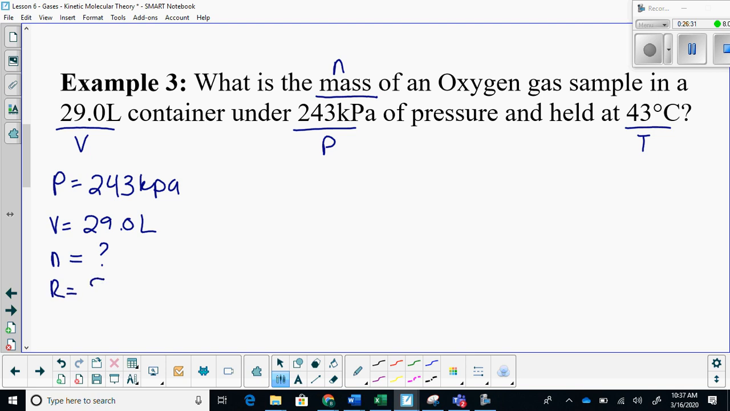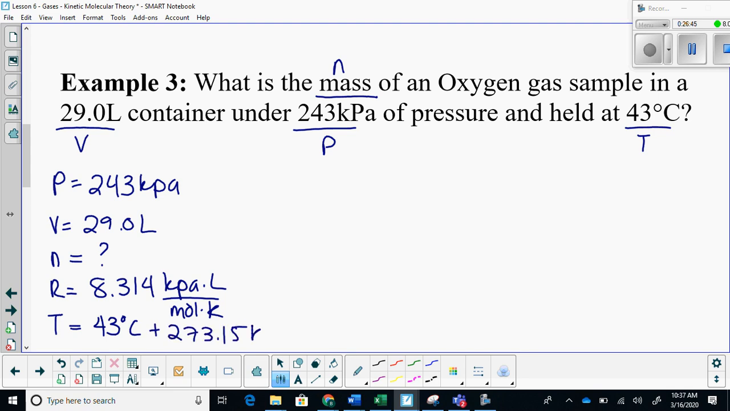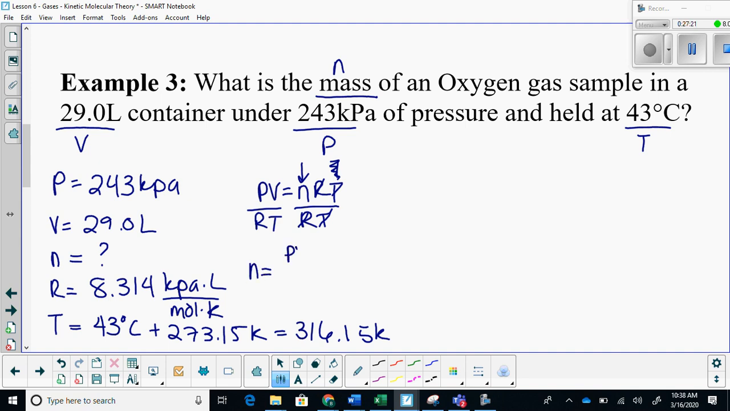R is our constant, 8.314 kcal over mole. And T, lastly, is 43 degrees Celsius, which we will need to convert into Kelvin, which gives me 316.15 Kelvin. Okay, we use our ideal gas law now. PV is equal to nRT. We are looking for N. So I'm going to divide both sides by R and T. R cancels out, T cancels out. N is equal to PV over RT.